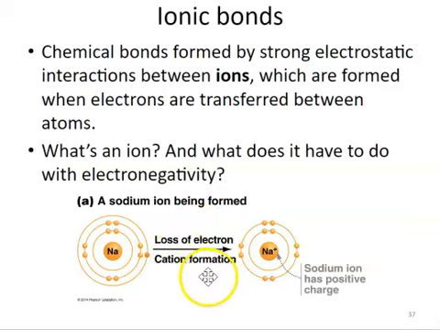When sodium gives up that electron, when it loses an electron, it becomes positively charged, which is referred to as being an ion. A positively charged ion is a cation. A negatively charged ion is an anion. So when an atom loses an electron or gains an electron, and I don't mean sharing, I mean completely loses or completely gains, then it changes its charge. It'll become positive, which is a cation, or negative, which is an anion.